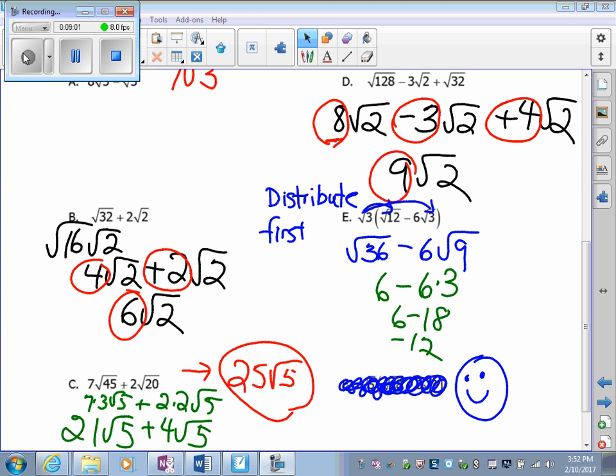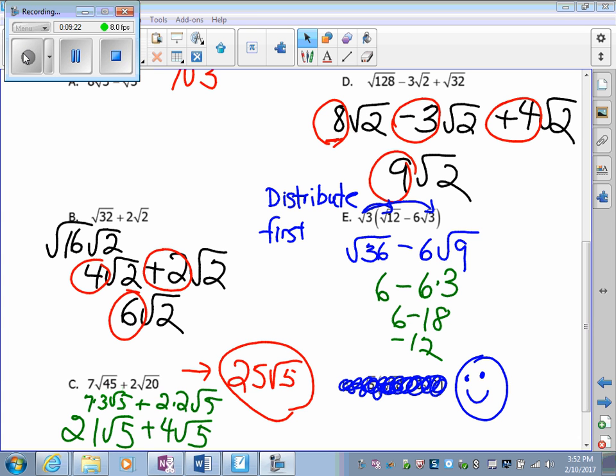And then E is interesting because you distribute, right? You guys all know how to distribute. But on this one, we're just distributing radicals. So radical 3 times radical 12 is radical 36. Radical 3 times radical 3 is radical 9, which you know is 3. So then I use order of operations, and I should have come up with negative 12.